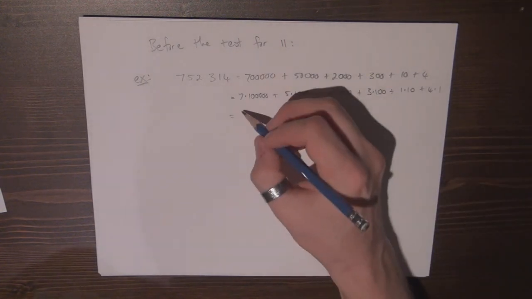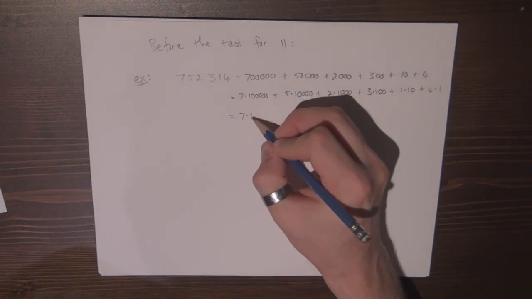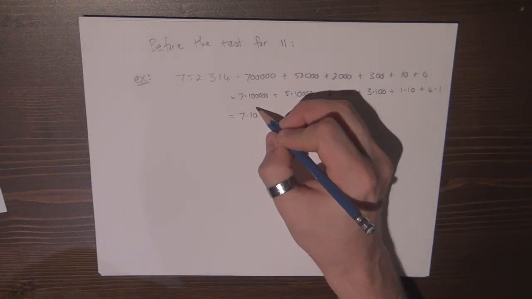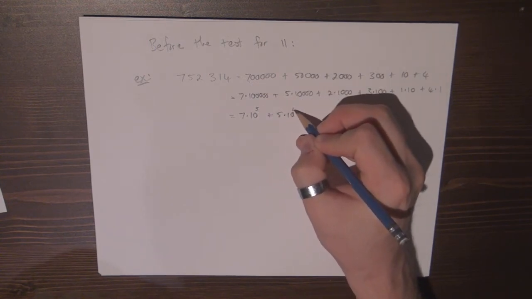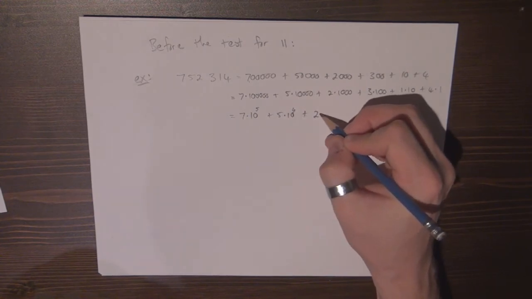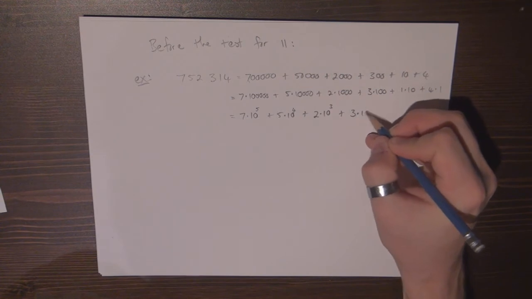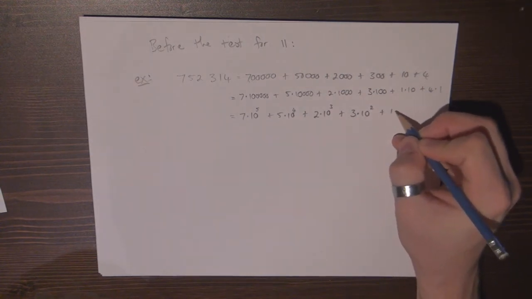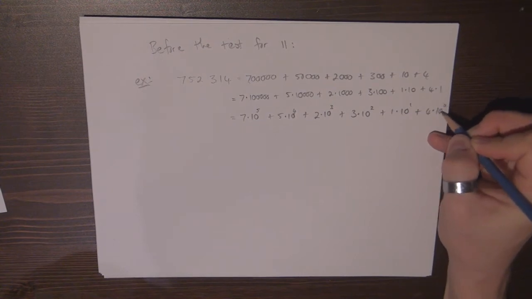So really these are powers of 10. This one is 10 to the power of 5. This one is 10 to the power of 4. This one is 10 to the power of 3. This one is 10 to the power of 2. 10 to the 1. And 1 is 10 to the 0.